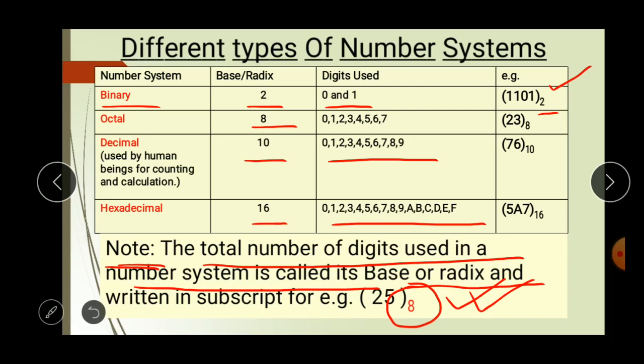The octal number system is represented by the radix 8. The decimal number system is represented by the radix or base 10. In the same way, the hexadecimal number system is represented by the base 16. So I hope you have understood all types of number systems and their bases.